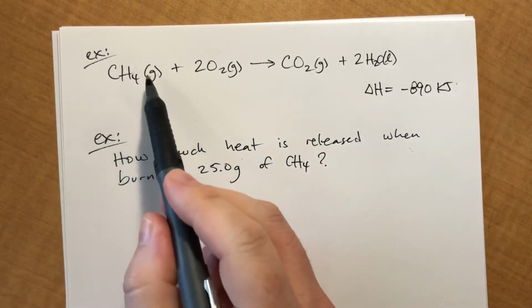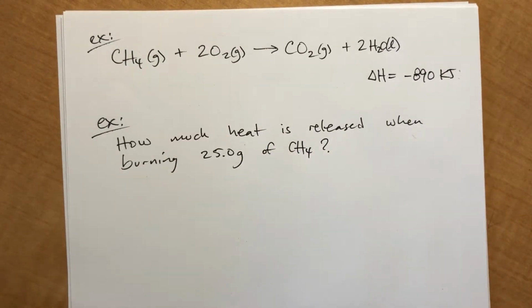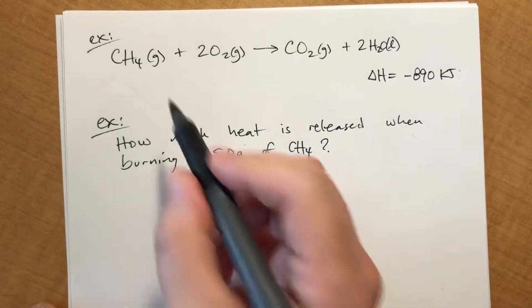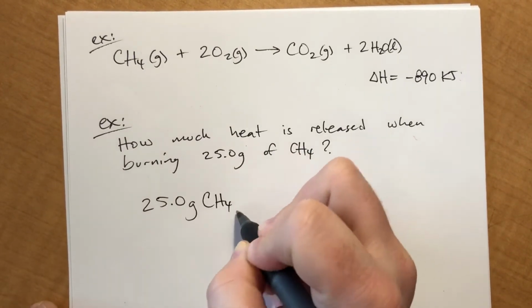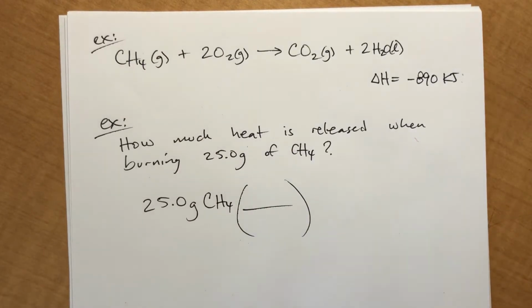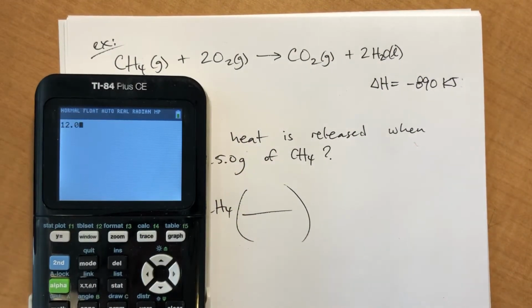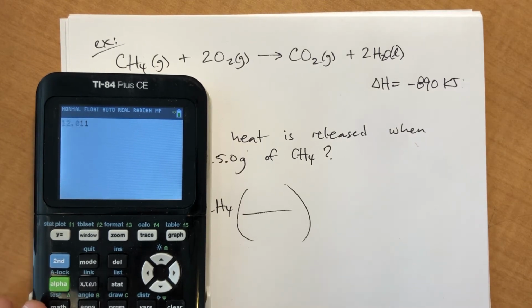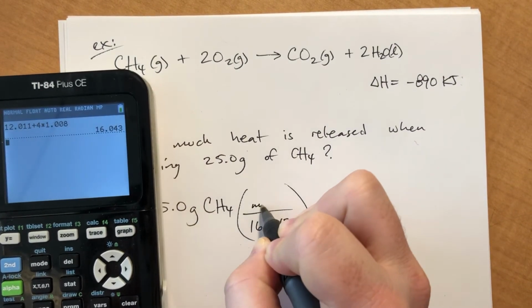Well, this tells us that for every 1 mole of this, we should get this much energy. It's almost like the mole ratio type of thing. But this is in grams, so the first thing we're going to have to do is convert this to moles. So you're going to add up a carbon and 4 hydrogens using the periodic table. Okay, so carbon is 12.011, plus 4 times 1.008. Okay, and our value is 16.043. That's grams per mole of CH4.